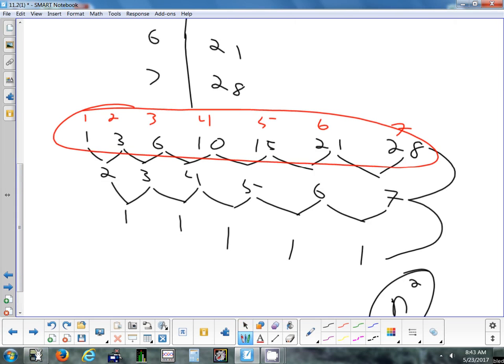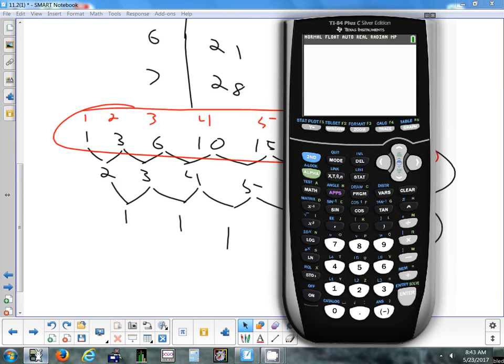Okay? And you might say, well, don't you just triple it? 5 times 3 is 15, but then 6 times 3 is not 21. So it's not just tripling it. Okay. And I'm going to show you something you can do. So if you go to Stat, go to Edit, and type in all those coordinates.